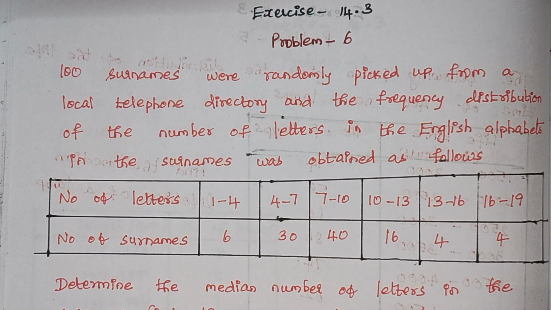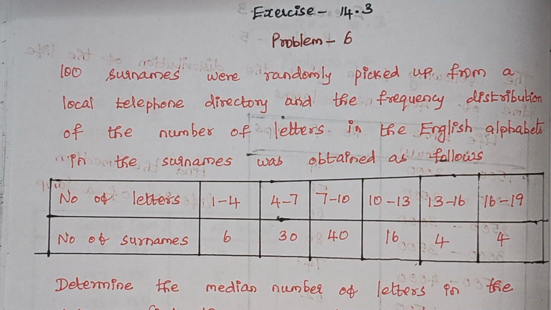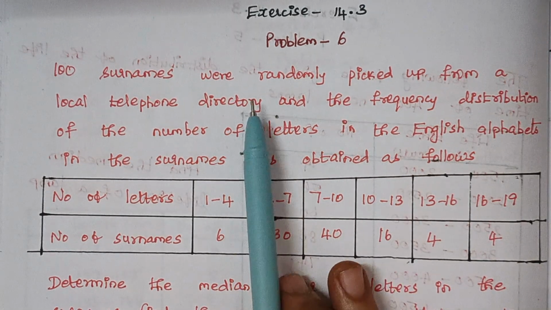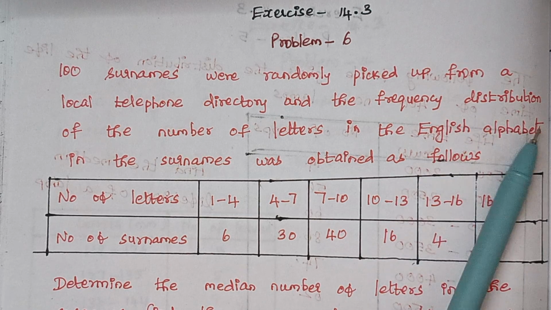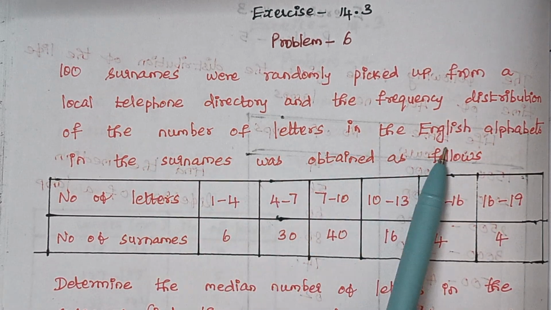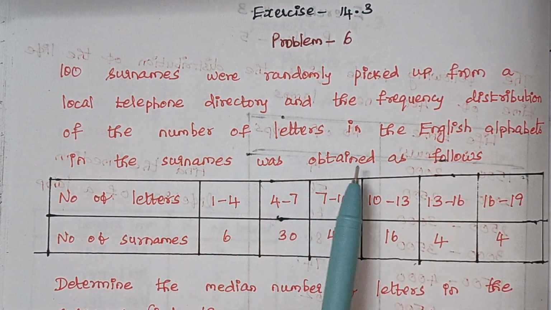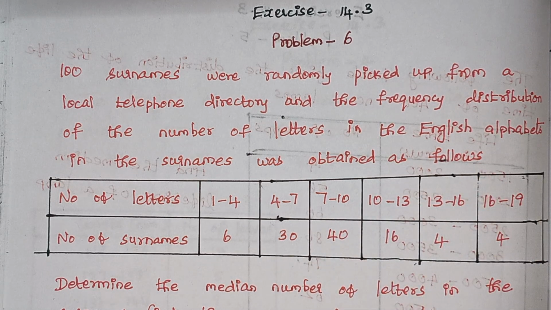Today we are going to solve problem 6 and 7 in exercise 14.3. Problem number 6. 100 surnames were randomly picked up from a local telephone directory and the frequency distribution of the number of letters in the English alphabets in the surnames was obtained as follows.